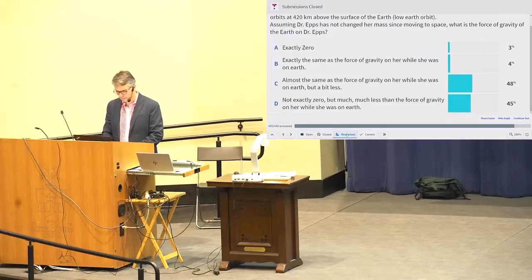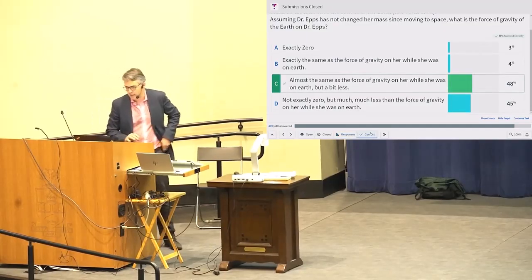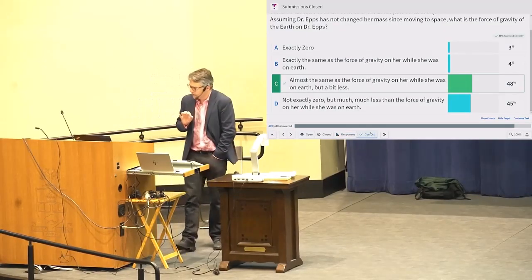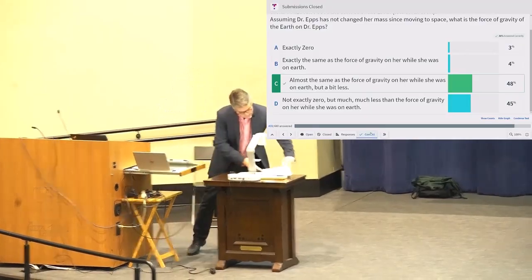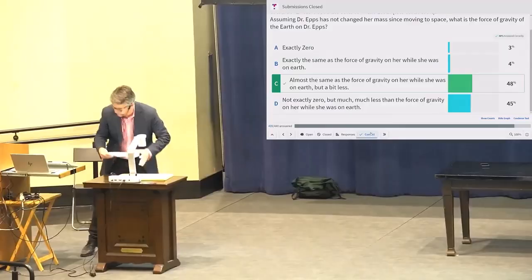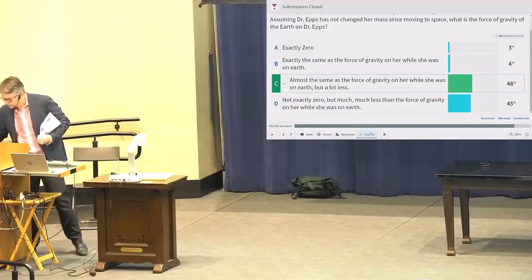Really 50-50. So drum roll, please. The answer is actually that the force of gravity is C. It's less, but not a lot less. It's only 470 kilometers up.